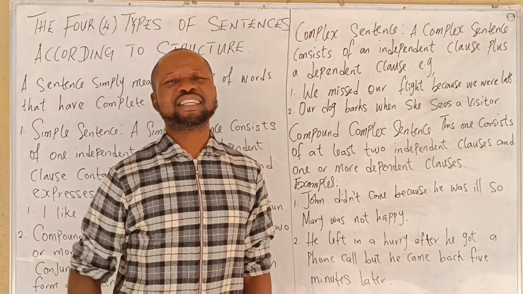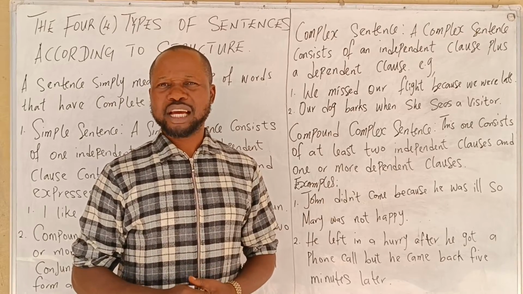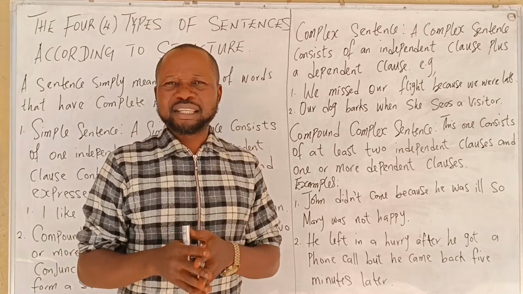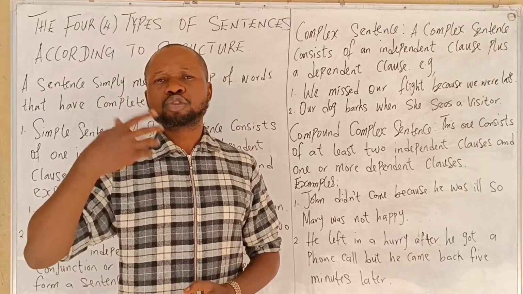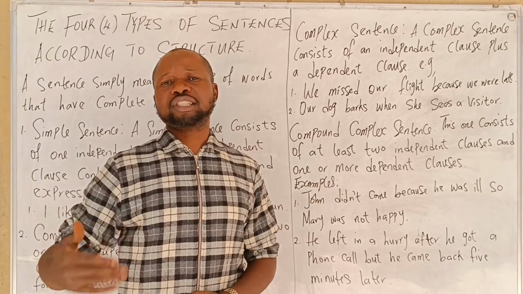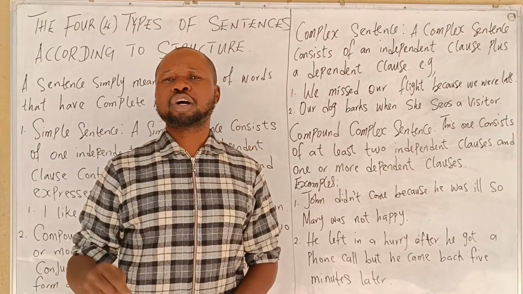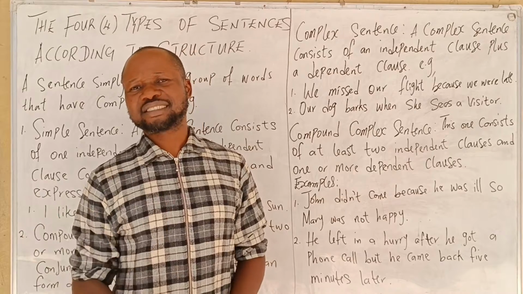When we say independent, they are not dependent. They can stand on their own. So that is what we mean by independent, but dependent, at least 1 and above. So you can keep on constructing. But once a compound-complex sentence does not have up to 4 pieces of information, it is not a compound-complex sentence.